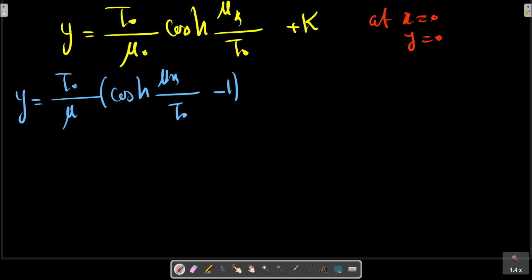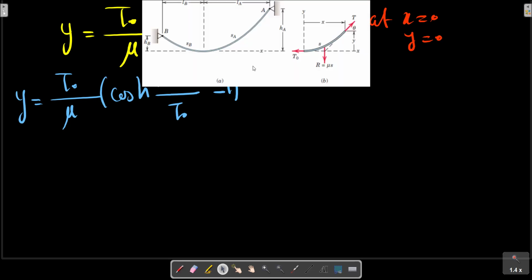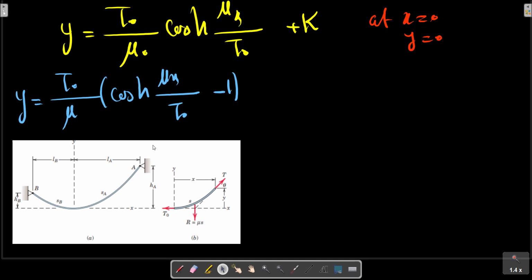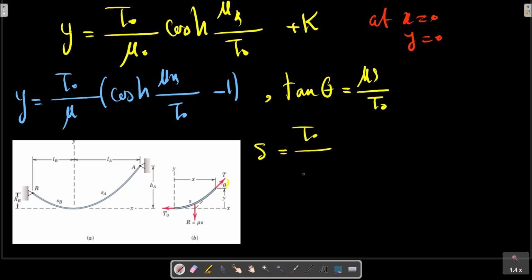From the free body diagram, we see from this picture that tangent theta, this angle, is mu S on T0. Thus, from the previous expression for the slope, we have the S equals T0 relation.